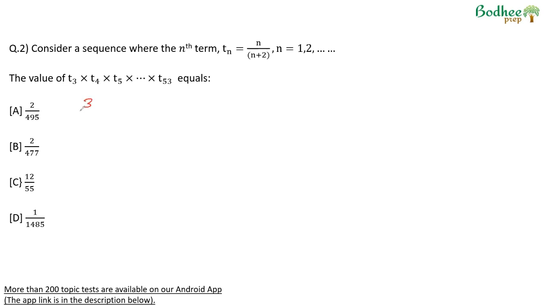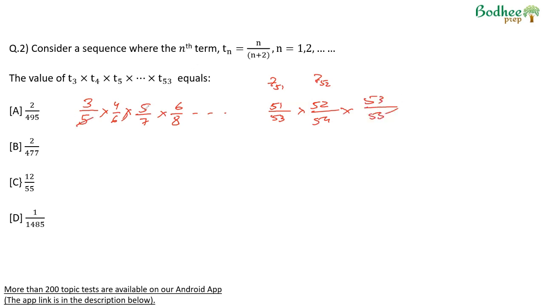T3 will be nothing but 3 upon 3 plus 2, 5. T4 will be 4 upon 4 plus 2, 6. T5 will be 5 upon 5 plus 2, 7. T6 will be 6 upon 6 plus 2, 8 and so on. The last few terms will be T51, for example, 51 upon 53, into T52, 52 upon 54, into T53, 53 upon 55.